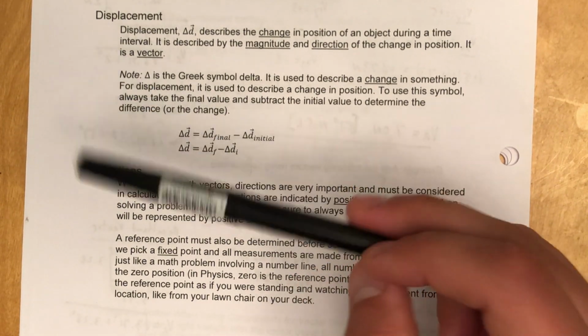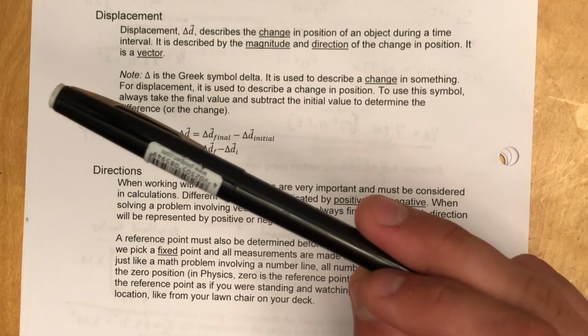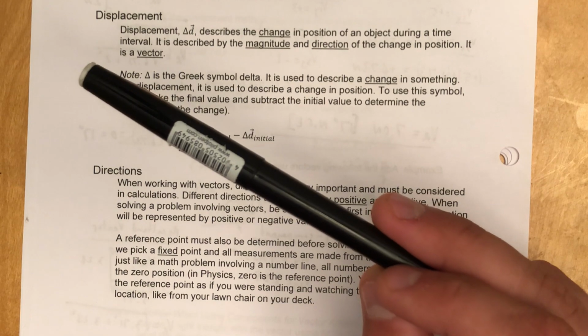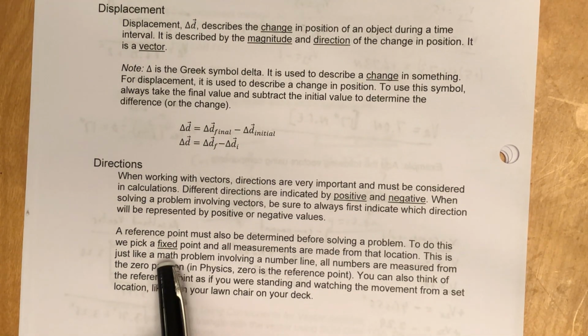Anyways, that plus this extra 10 centimeters, and that would be what it would be in comparison to the ground if we were using that as the reference point. So just be aware of that. So this has to be a fixed point, and all measurements are made from that location.